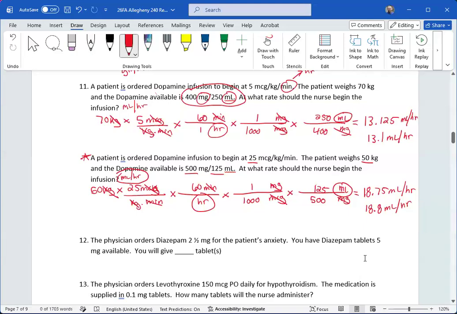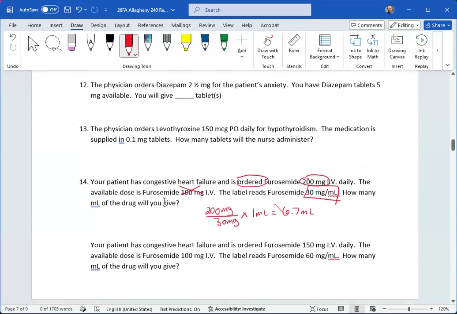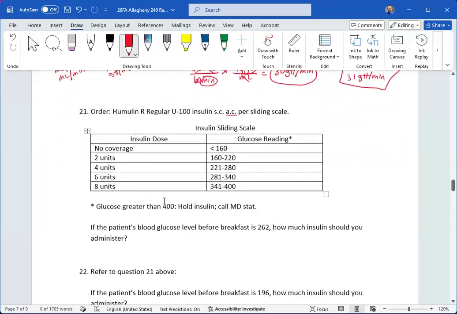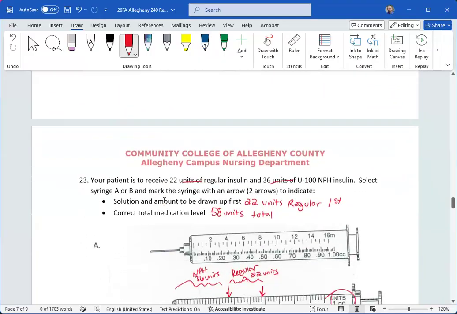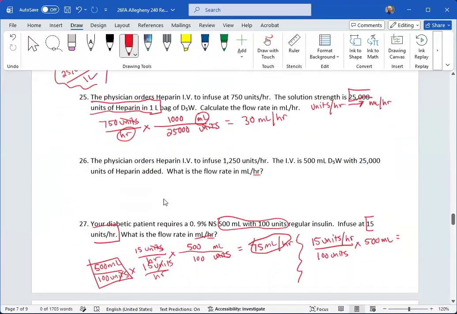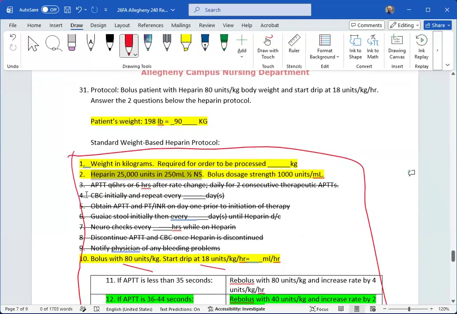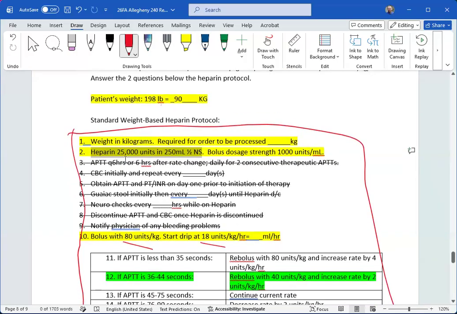For those of you who didn't see what Amber is referencing, for the heparin protocol, I'm going to go back to this. As long as you're using the standard weight-based protocol, your availables are always going to be the same, meaning you're always going to start with 80 units per kilogram body weight, 18 units per kilogram per hour. Your available is going to be the same, the 25,000 units, 250 ml, half normal saline, and the bolus dose of 1,000 units per milliliter.